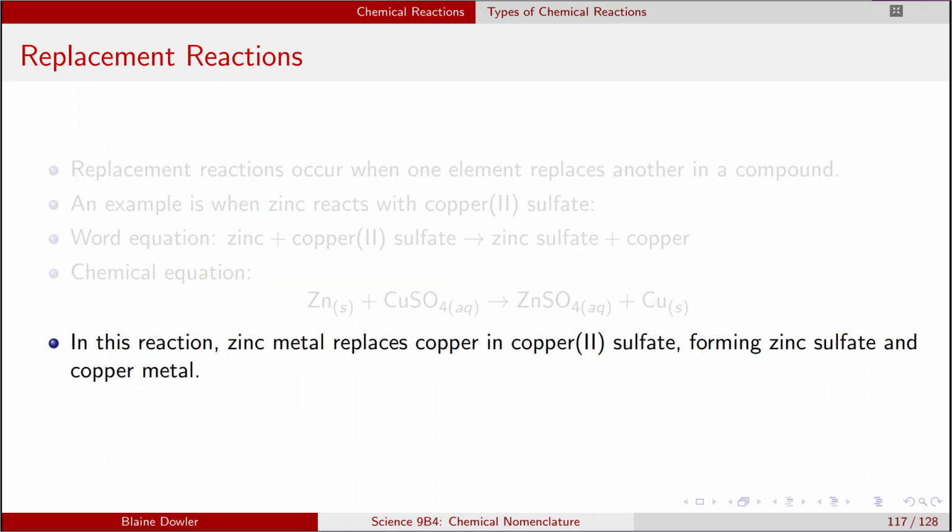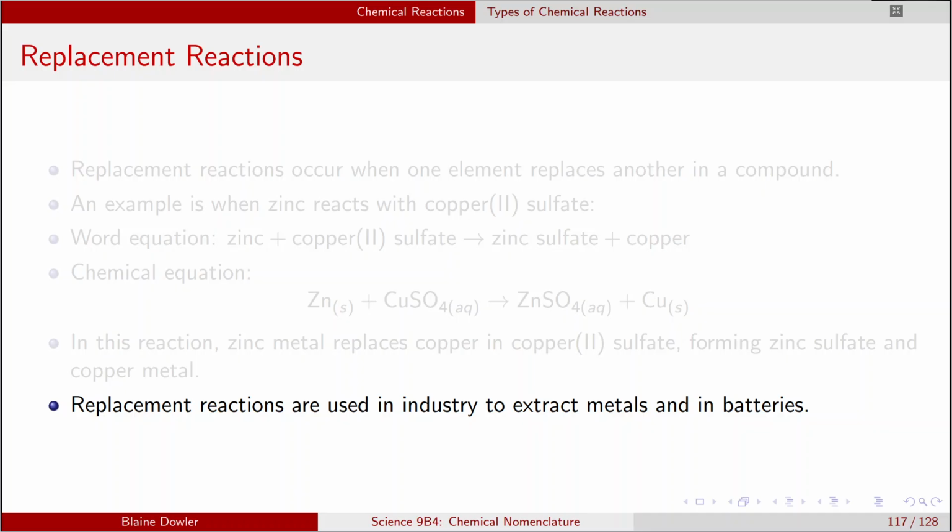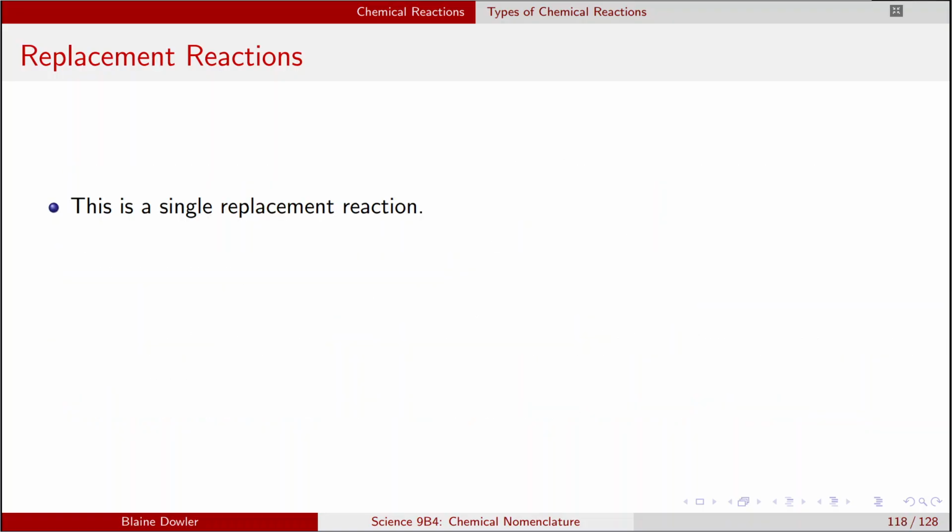In this reaction, the zinc metal replaces the copper in copper 2 sulfate, forming zinc sulfate and copper metal. Replacement reactions are used in industry to extract metals and in batteries. This is a single replacement reaction.